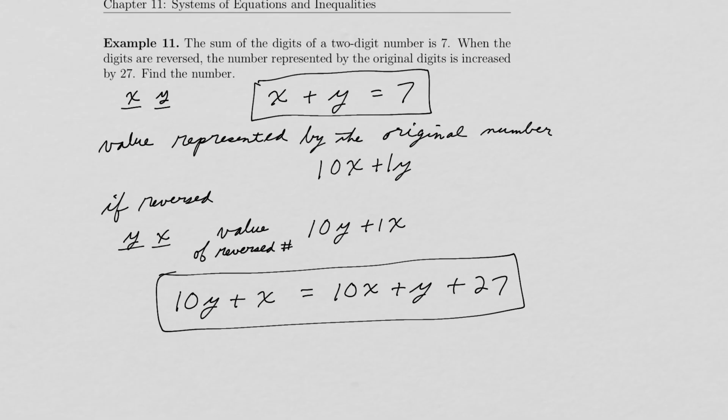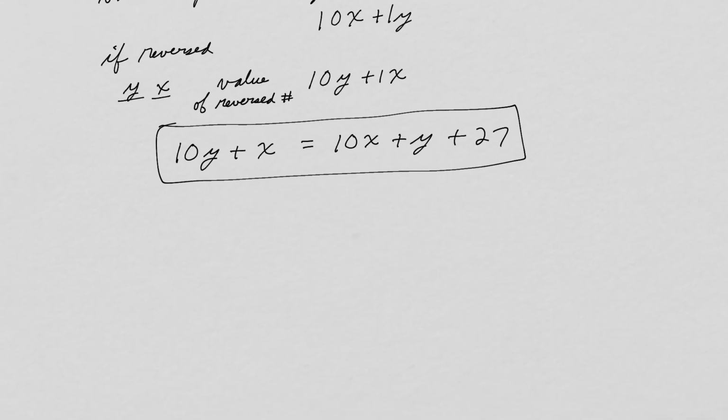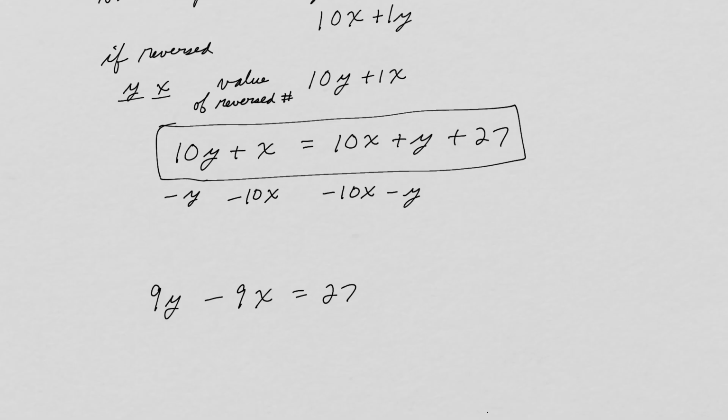Now, we can simplify the second equation, right? Let me subtract 10x on both sides. I'll subtract y. I'll put the x's together and then subtract y. So that second equation is really going to be 9y minus 9x is equal to 27. And the first equation was just x plus y equals 7.